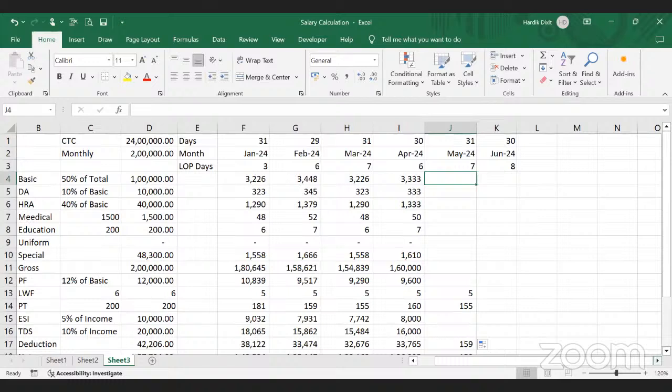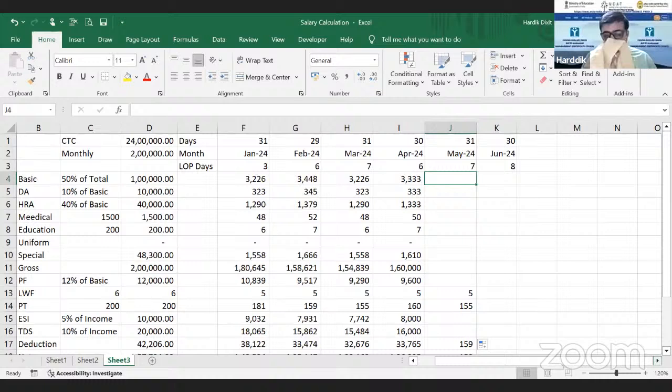So while calculating the ESI, 5% of income, so 5% was 1 lakh. So we have to take the income as 1,54,838 that we have derived from the monthly income. Is it right? Yes, yes, yes. Whatever comes in the first part becomes your income, and 5% of that income. Okay, sir.